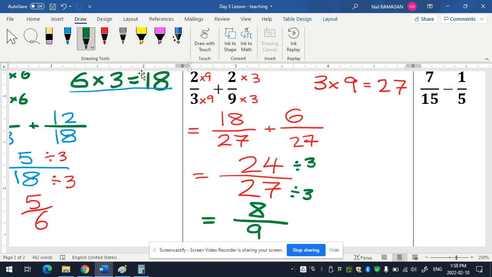Nope. 8 divides 1 and 2 and 4 and 8. 9 divides 1 and 3 and 9. They don't share any common numbers but 1. When they share only 1, you're at the end of the question. You're done, 100%. Let's check.